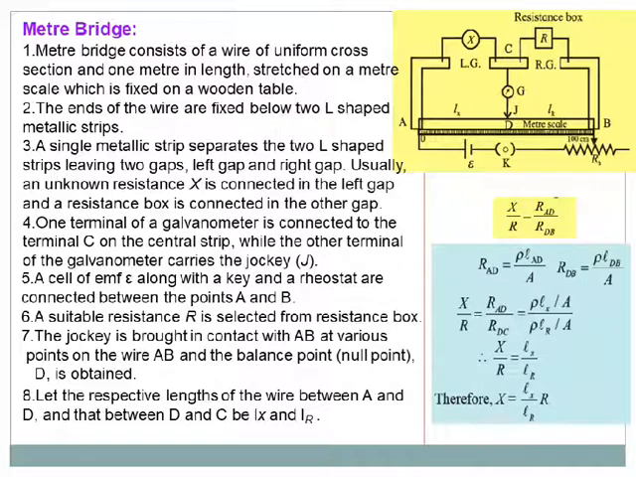Wire should be soldered at points A and B. That is the second precaution. And the third precaution is to maintain the uniformity of the wire. The jockey should not slide on the wire. It should only touch the wire. If you slide the jockey, it will lose the uniformity of the wire.